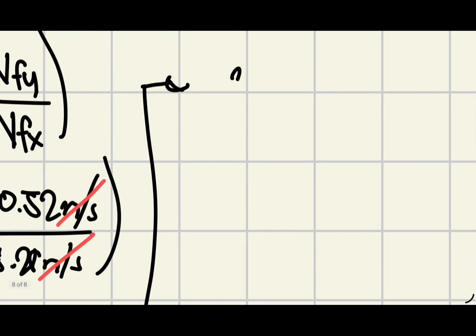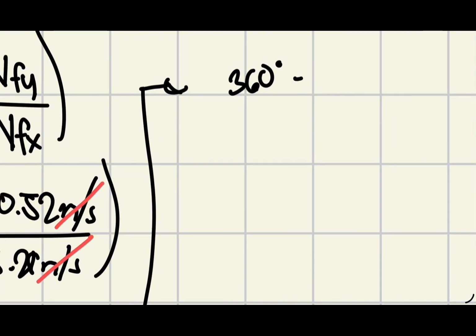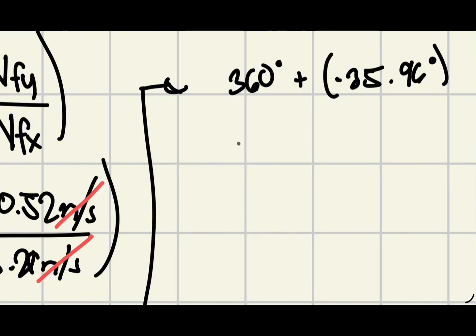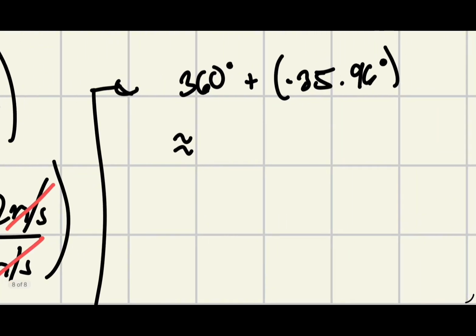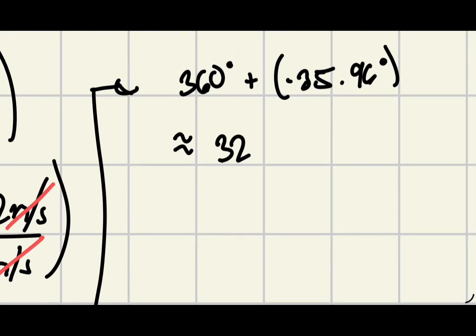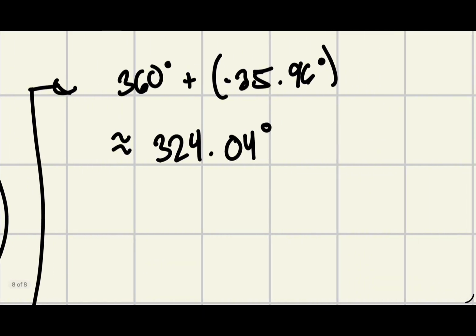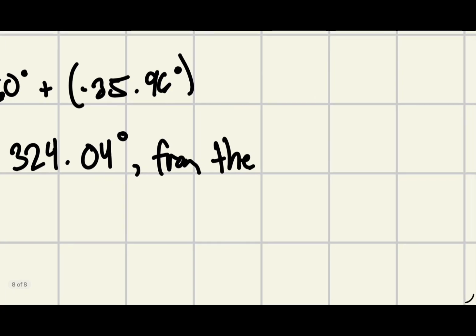Now, since this is a negative angle, we can just put this in our counterclockwise by adding 360 degrees. So 360 degrees plus negative 35.96 degrees. This is just equal to 324.04 degrees from the positive x-axis. And that is our final answer.